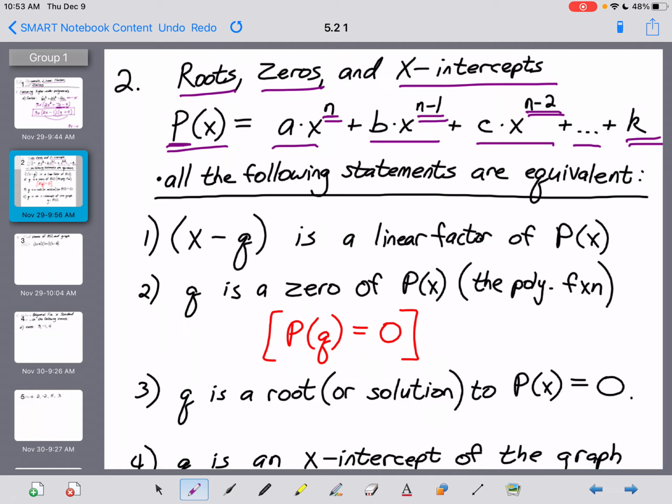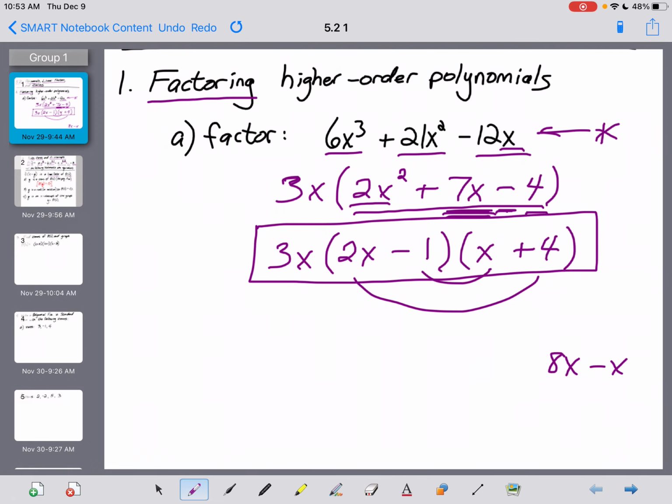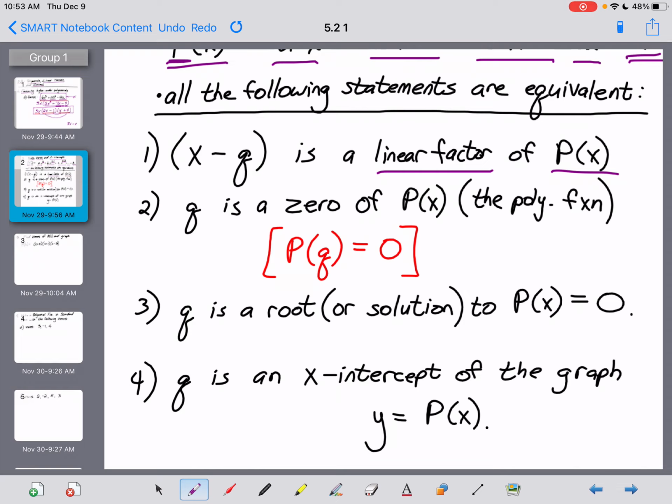And if that's how we define our polynomial, all of the following statements are equivalent, and we've got 4 of them here. The first one, x minus q, is what we call a linear factor of that polynomial function, p of x. So if we go back to the problem we were just working on, this might be your p of x function right here. And then each of these, 3x, 2x minus 1, and x plus 4, would all be considered linear factors of that original polynomial. So that's why factoring is really important. But actually, this explains it even more.